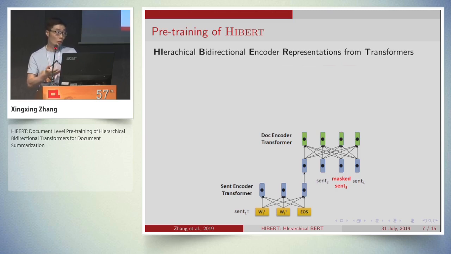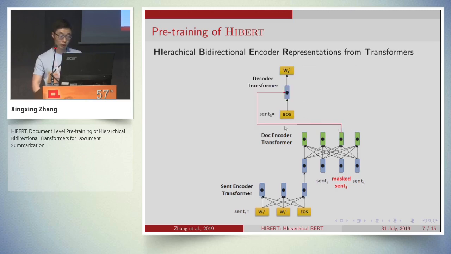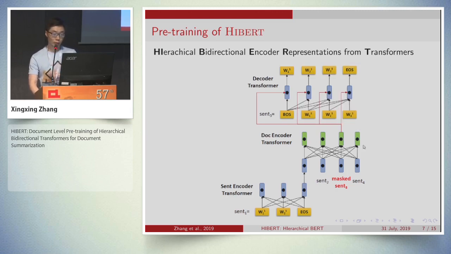In this example, we masked the third sentence. We first use the hierarchical encoder we have introduced earlier to go through this document, and then we use the representation of the masked sentence 3 to predict the original sentence 3, one word at a time, until we meet the EOS token. Okay, that's for the training. Actually, it's quite simple and straightforward, but also works well.